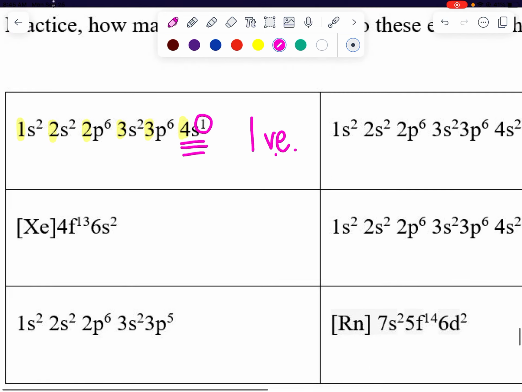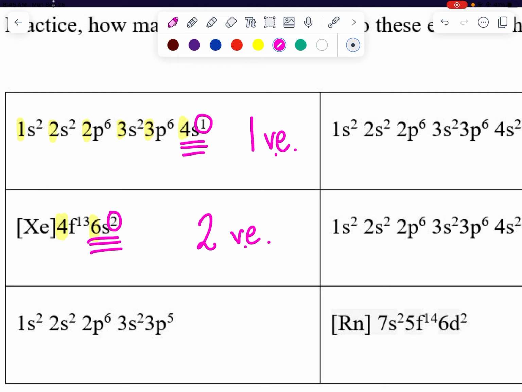Let's look at the element below. We've got a 4, highlight. We have a 4 sublevel and a 6 sublevel. So which one is higher? The 6 sublevel is higher. How many electrons are in it? 2. So 2 valence electrons.